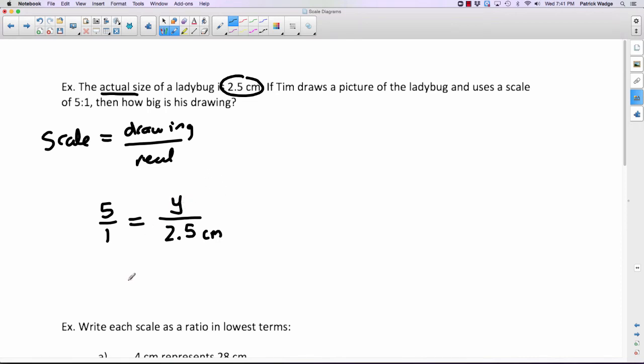Okay, so we cross multiply to get y. We go 5 times 2.5, divided by 1. I'll make it a times. Dividing by 1 won't do anything. So when you do that, you're going to get 12.5 centimeters. The drawing's 12.5 centimeters. What do you think? Is that a good unit to put it in? I think so. You wouldn't want to change it to meters. You could change it to millimeters, I suppose, but I think this is a very good answer. So I don't think it's necessary to switch the units this time.